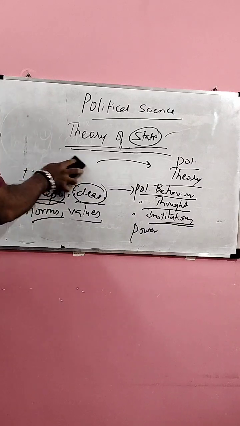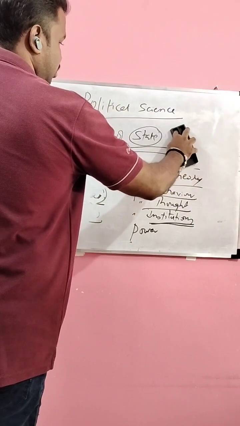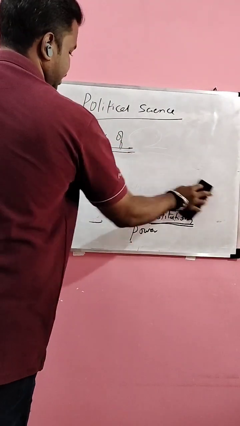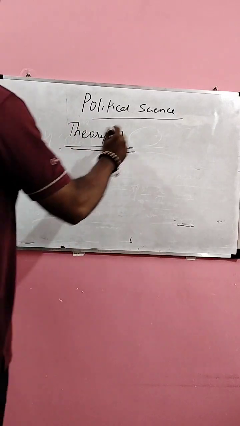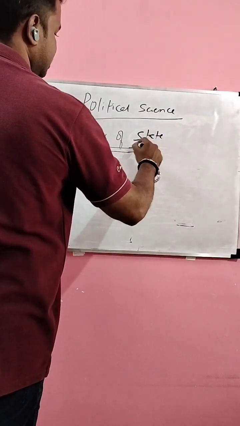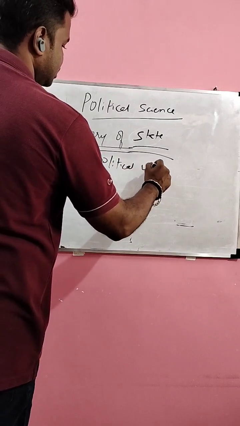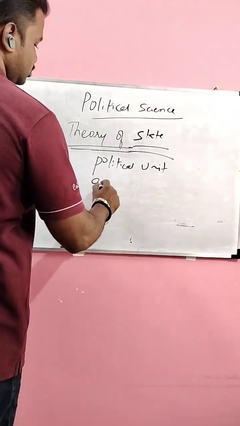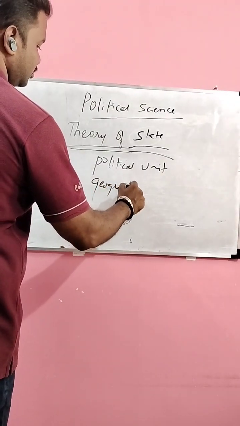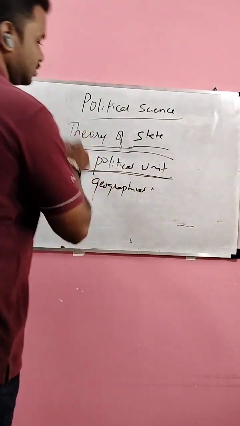Okay, what is state? State in simple terms is a political unit. It is also a geographical unit or physical unit. How do you see a state? It is a political unit. It is a unit of governance, we can say. It is also a geographical unit. But more important is political.